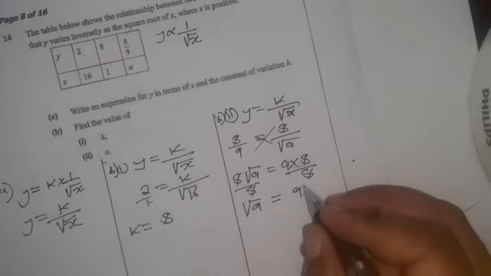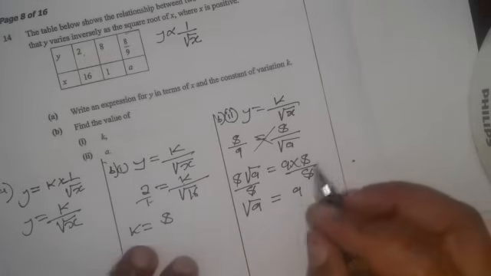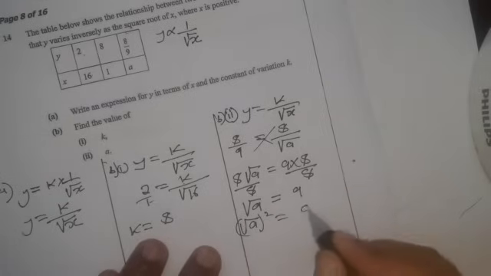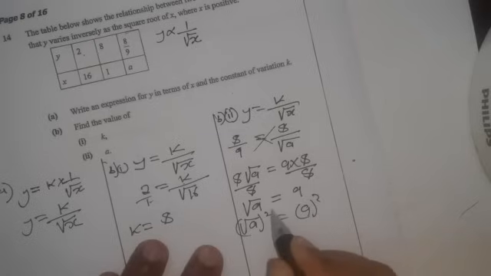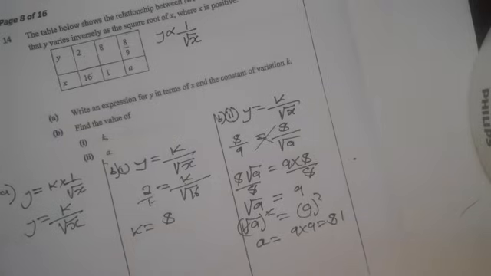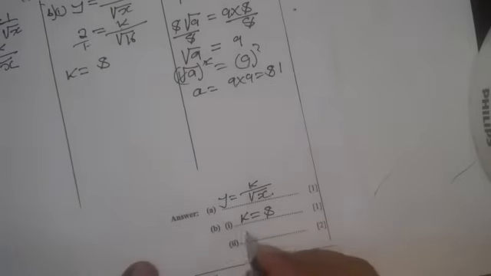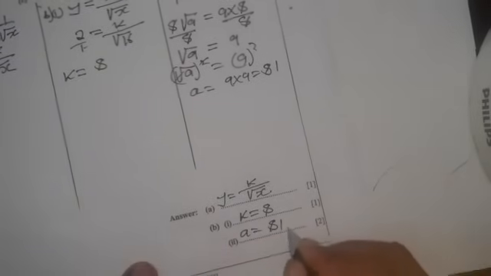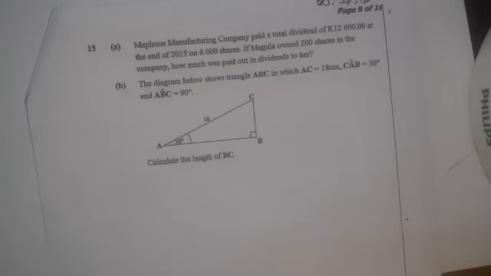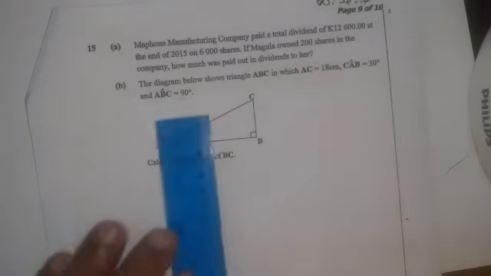So now, to get this, we are going to say the square root of a squared is equal to 9 squared. This and this will cancel. Remain with a is equal to 9 by 9, which is what? 81. So a is 81. A is equal to 81. That's where we end again for this question, which is coming from variation. Thank you. Let's look at question 15.